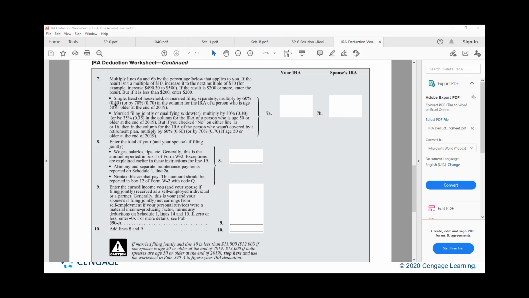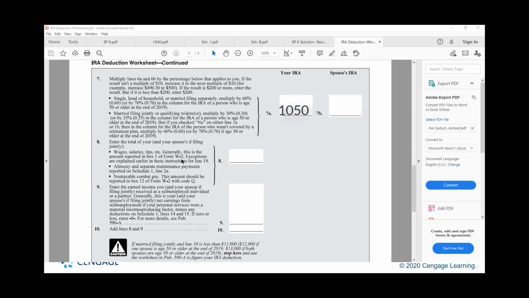Line 7, as it says here, multiply line 6A and 6B by the percentage below that applies to you. The percentage that applies is for single filing status, which is 60%. So 60% times the number in line 6A and 6B. We don't have any in 6B, just 6A, right? And that's 1,750 times 60%, which comes out to 1,050.